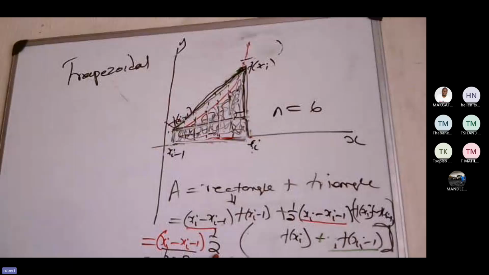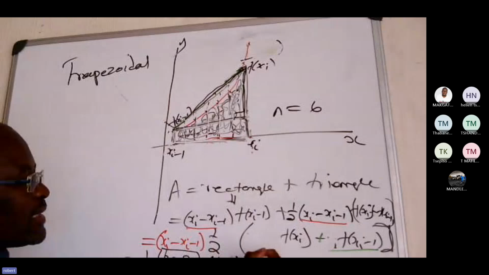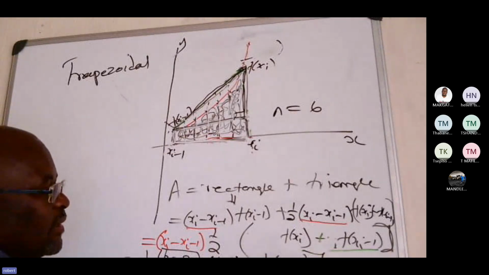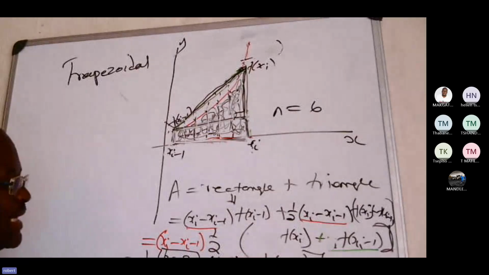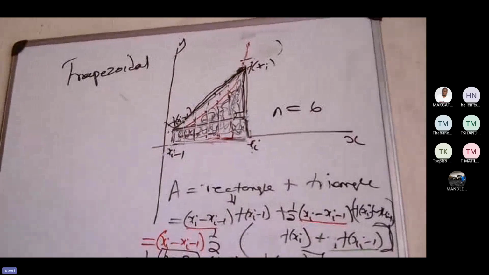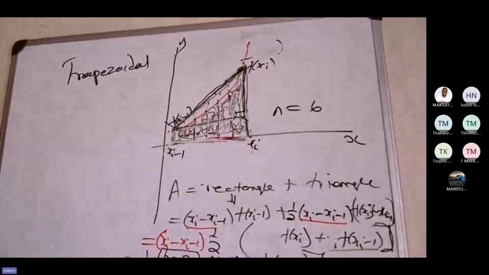And you still have the half here. Therefore, it will now be half by this, then in brackets, f of xi minus f of xi minus 1. It will be this. And this is our trapezoidal formula for the approximation of the area. Does it make sense? That is the formula.